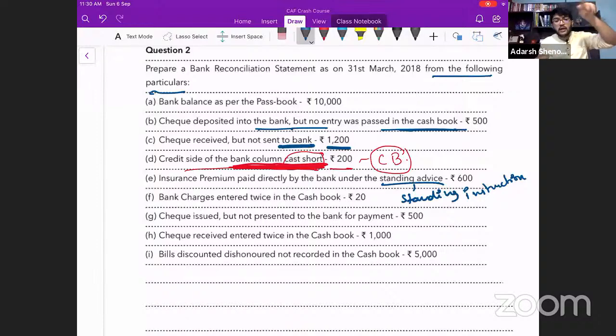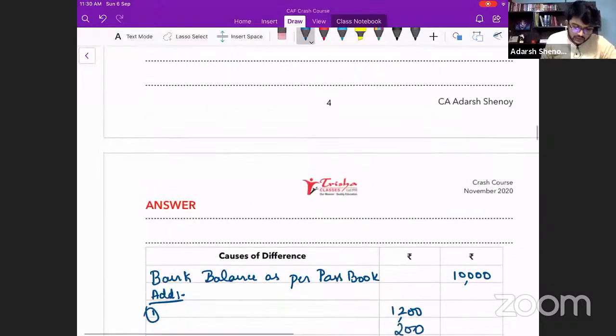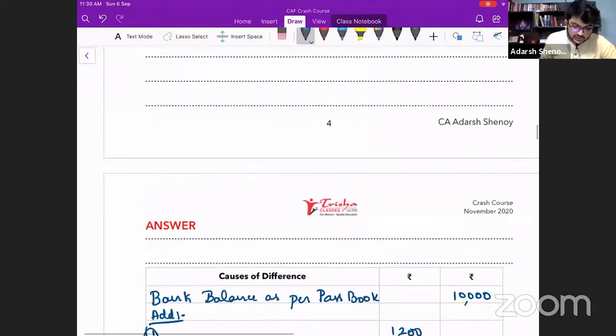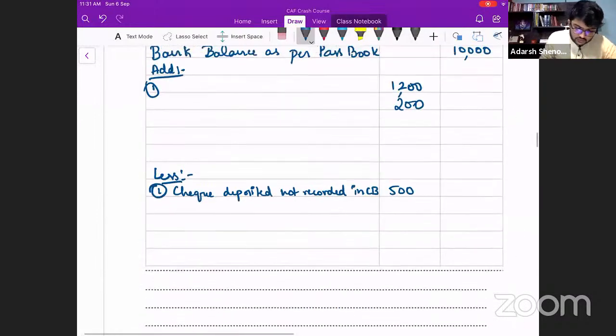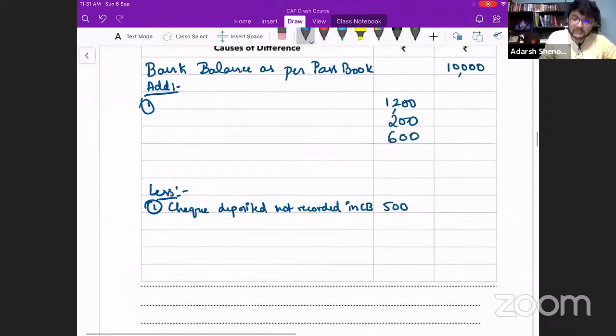Passbook. So I have to reach the cash book, right? So I have to add. The starting point is passbook. Always move that hand, which is the starting point. I have to add 600 rupees.